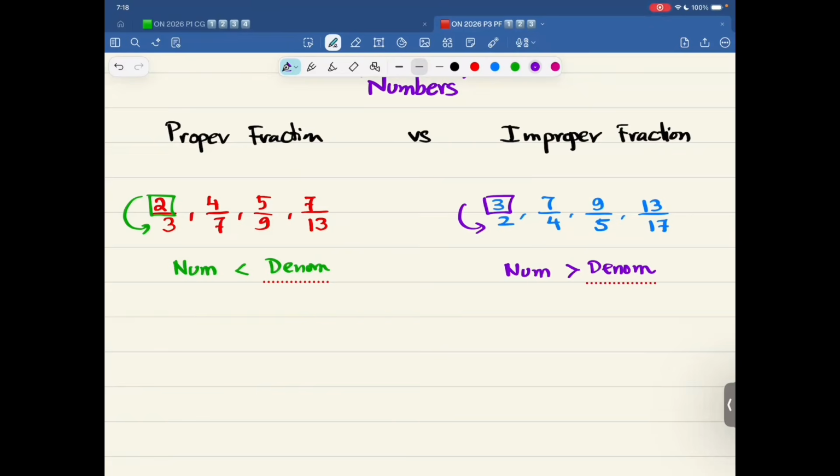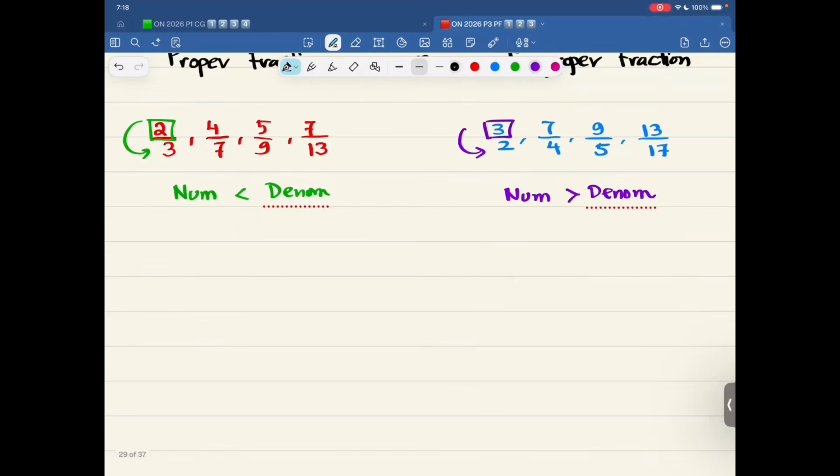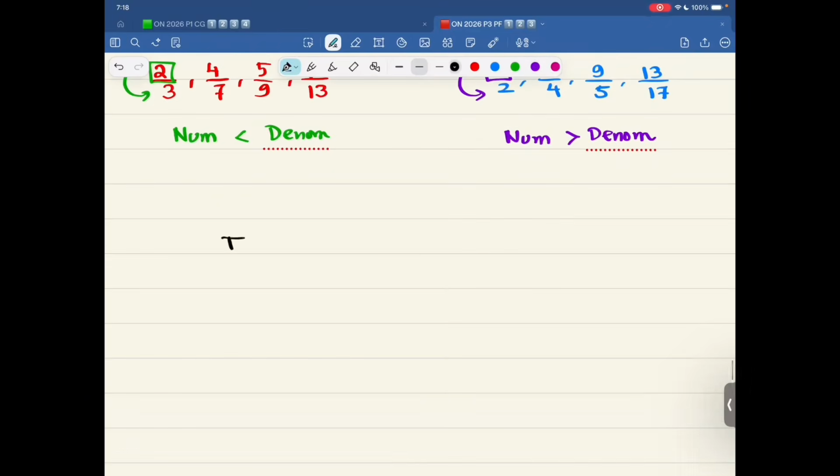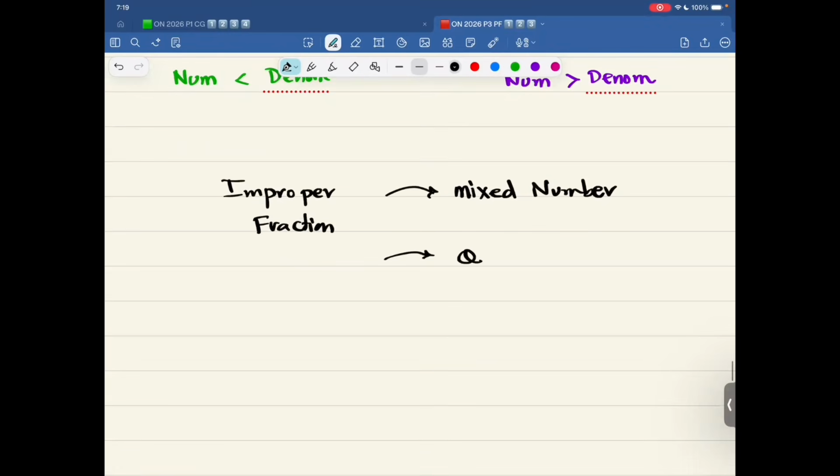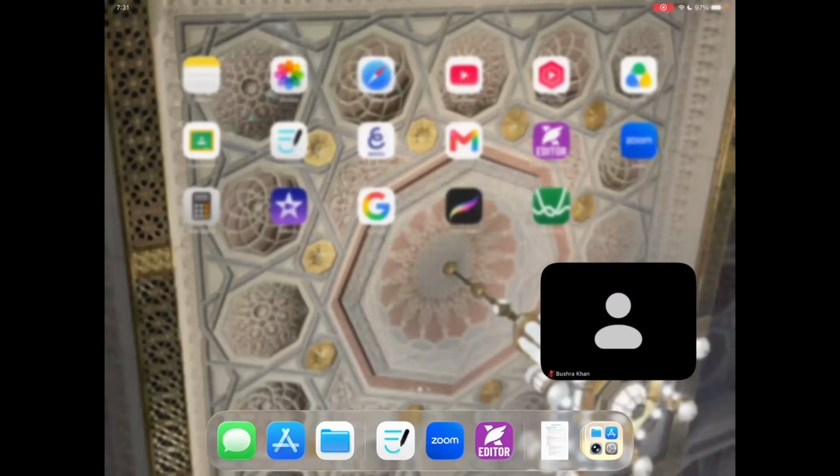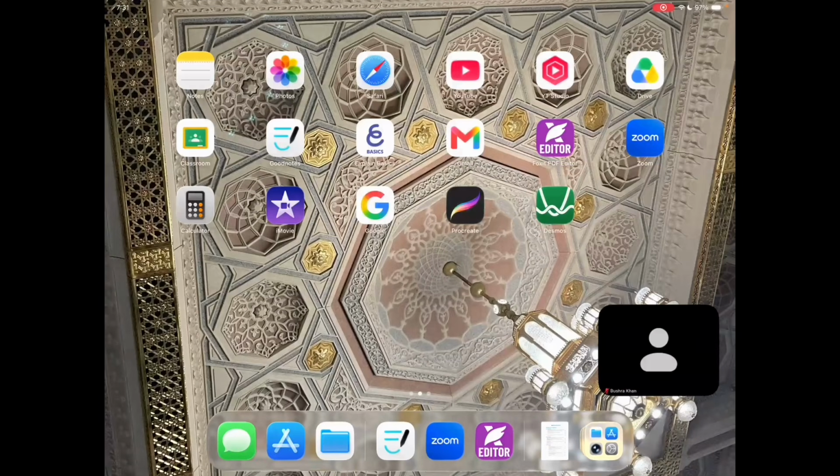Okay. Now the question is, let me take an improper fraction. Can I write it as a mixed number? Can I write this as quotient plus remainder over divisor? Of course, I can. So now let me apply this knowledge. So now people, let's look at the working for this.